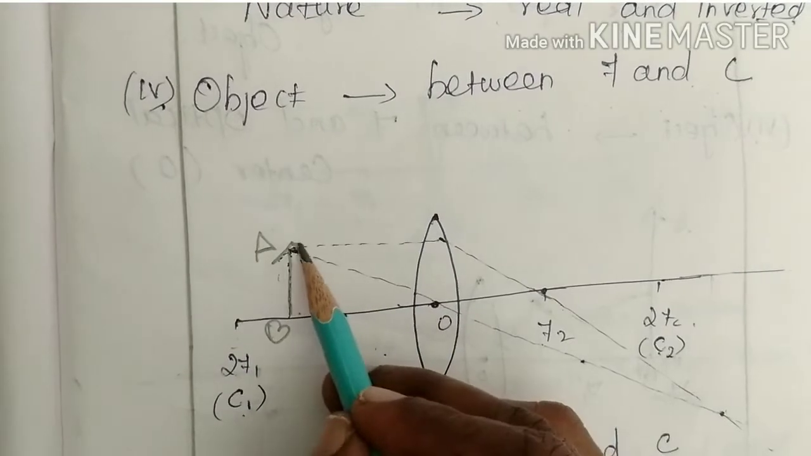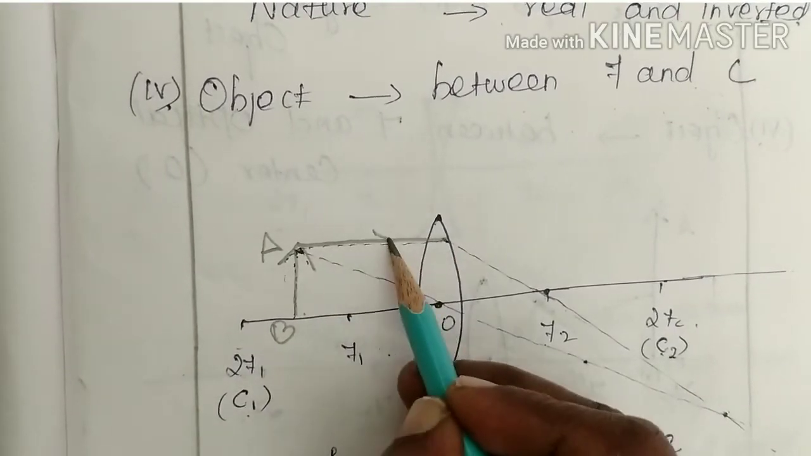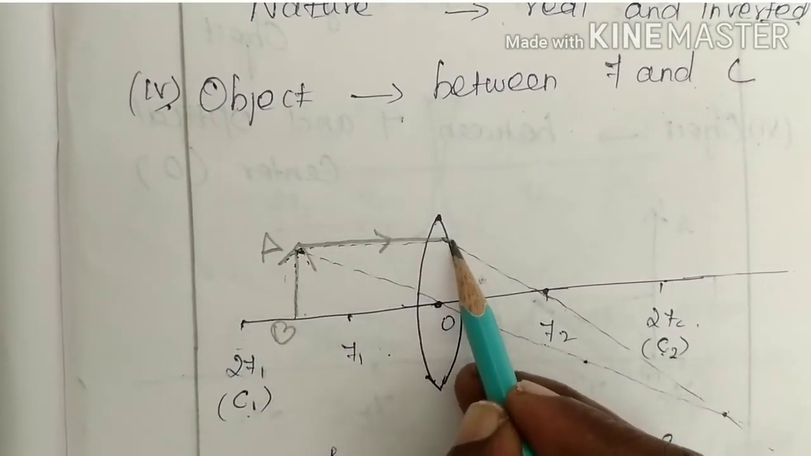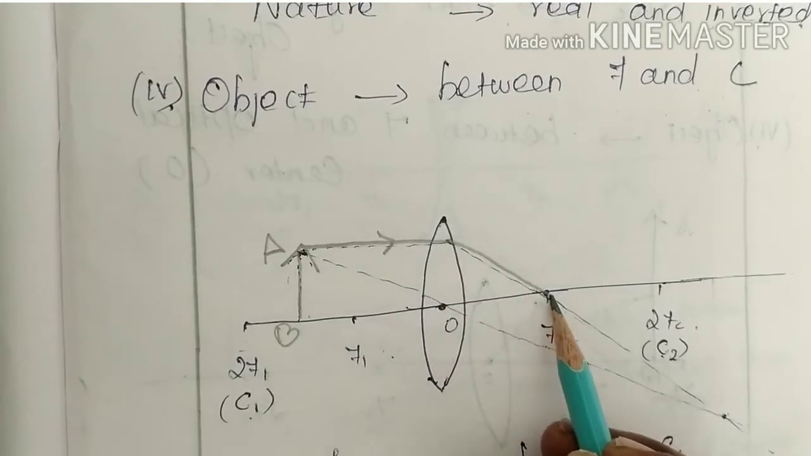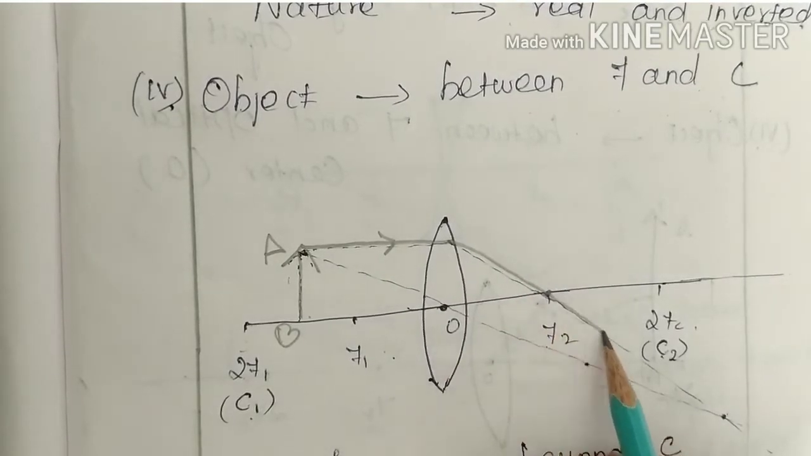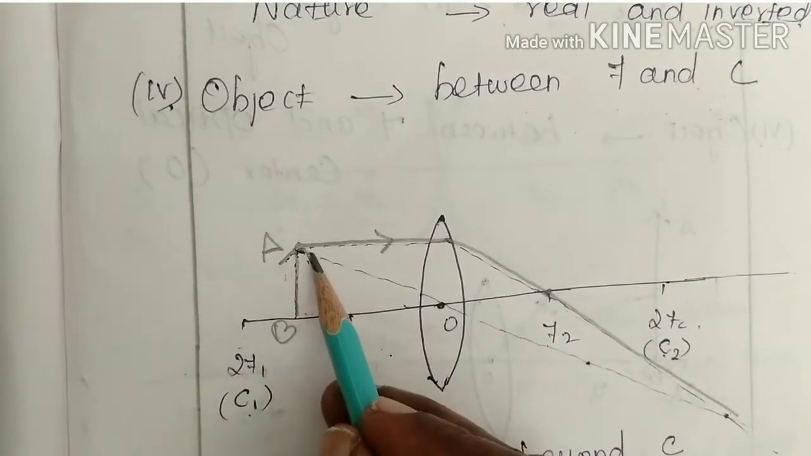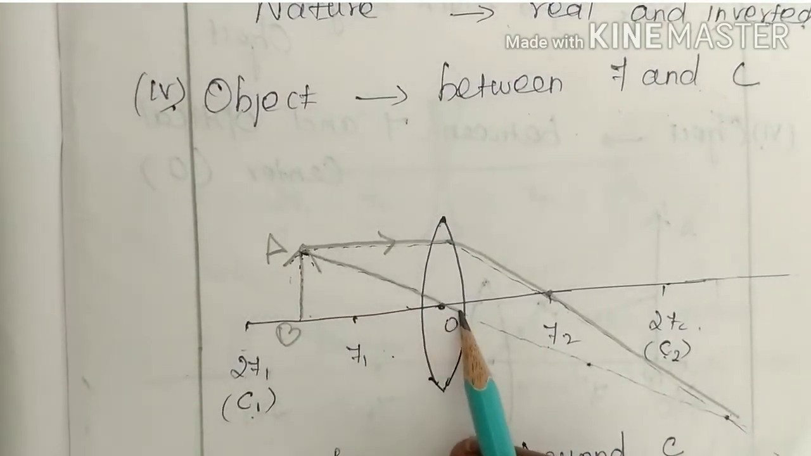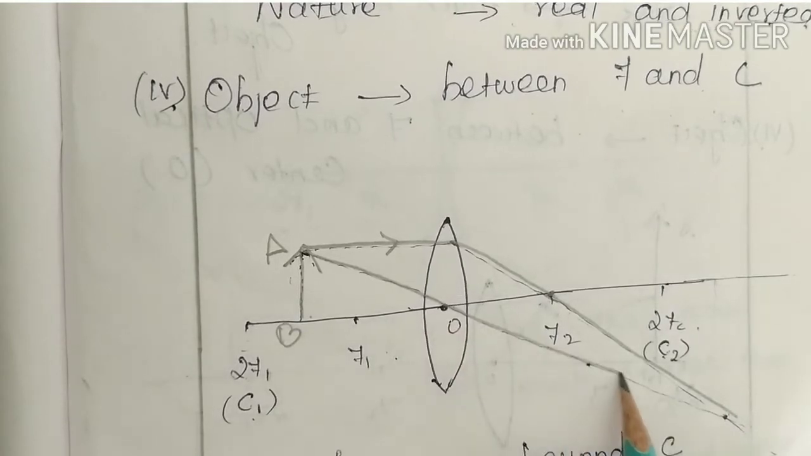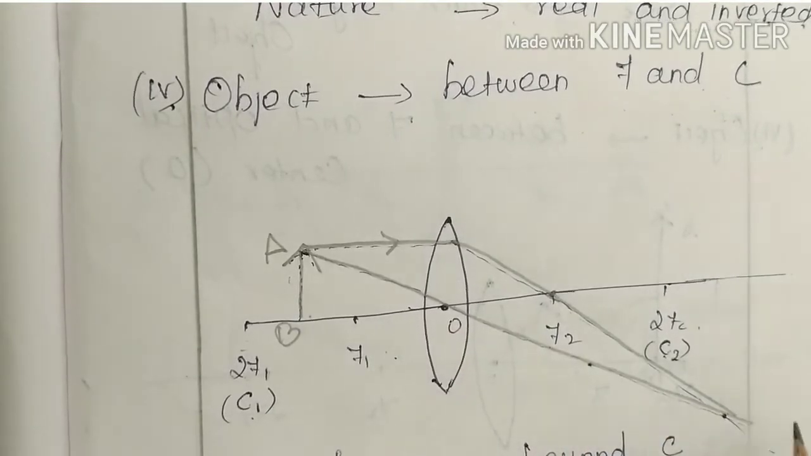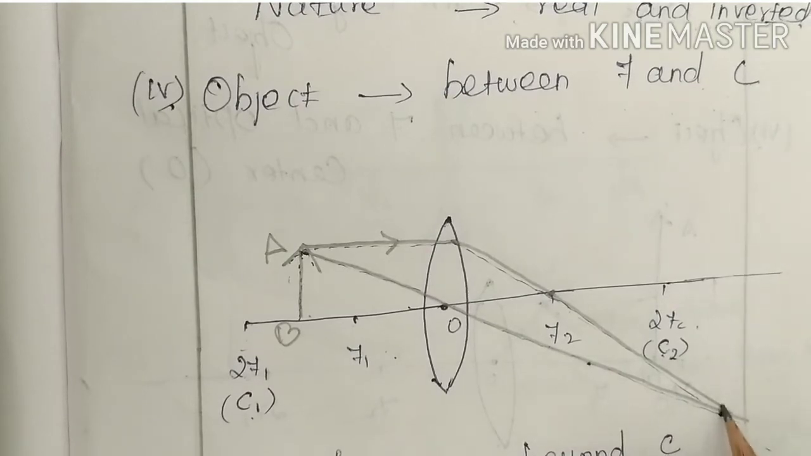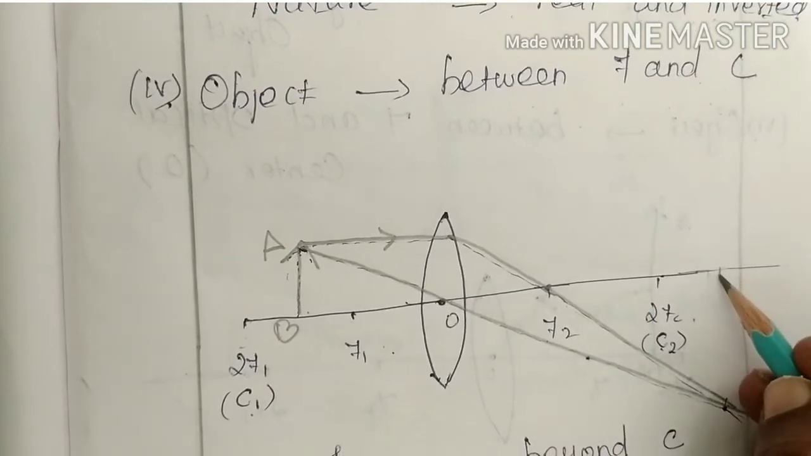See the parallel beam of light rays. First you have to draw the parallel beam of light rays. According to the rule, it will pass through the principal focus. And the next ray passing through the optic center will go along the same path without any deviation. Now the two rays are meeting at this point. So here the image is formed.